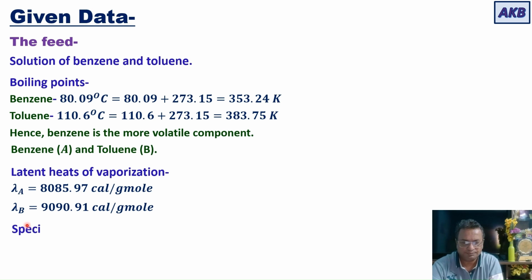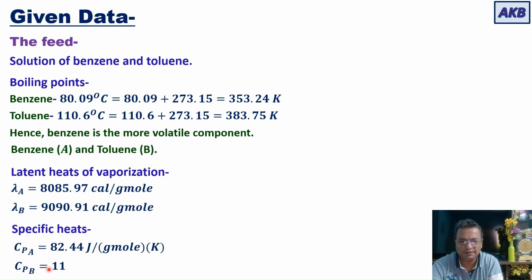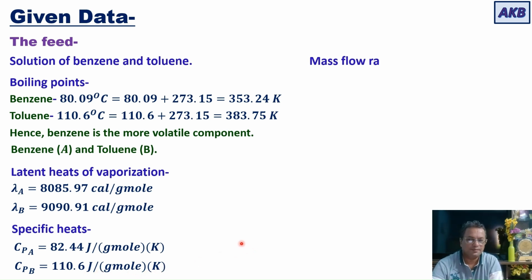Then specific heats of the two components are given to us. For benzene, that is CPA, it is 82.44 joules per gram mole per Kelvin. Then for B, that is toluene, it is 110.6 joule per gram mole per Kelvin. Then the mass flow rate for the feed is given to us. It is 14320 kg per hour. I'm going to denote that by M. So M is 14320 kg per hour.